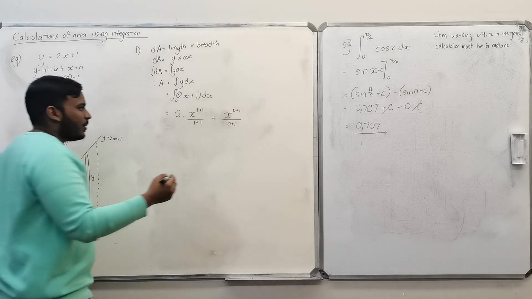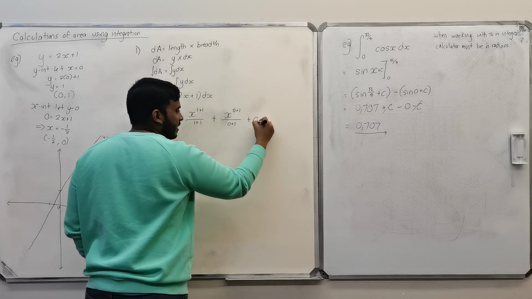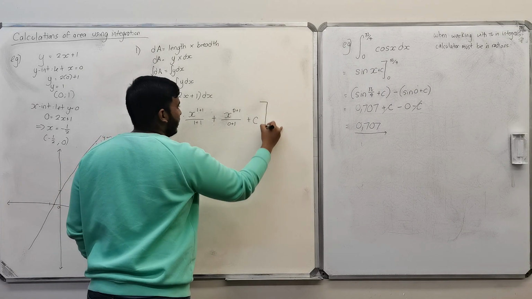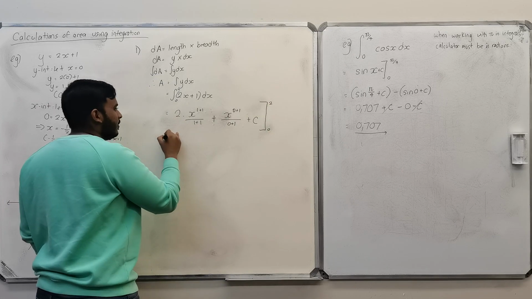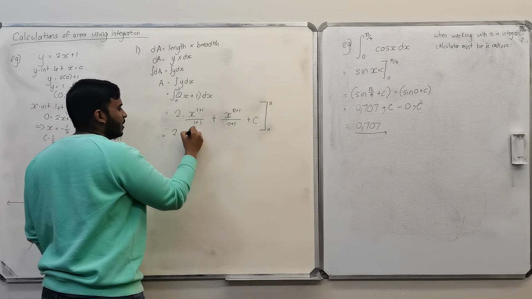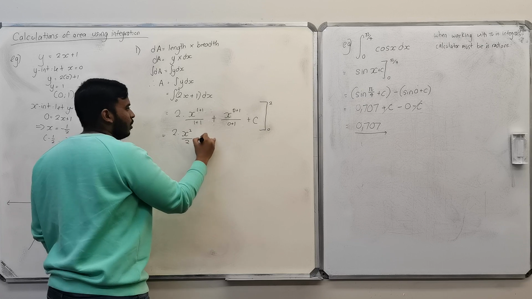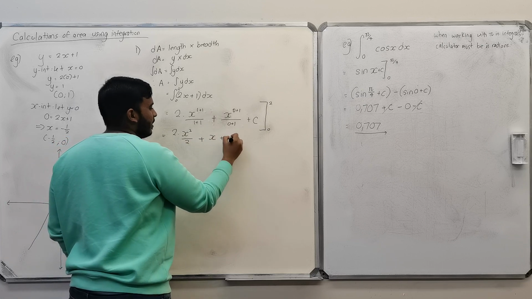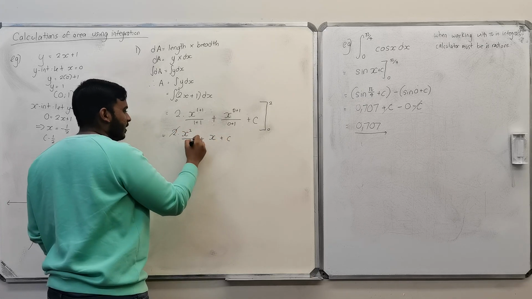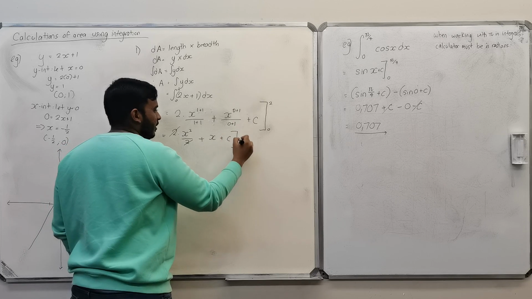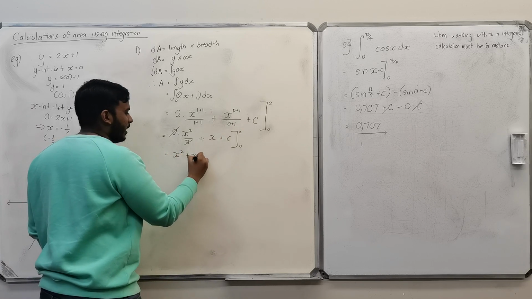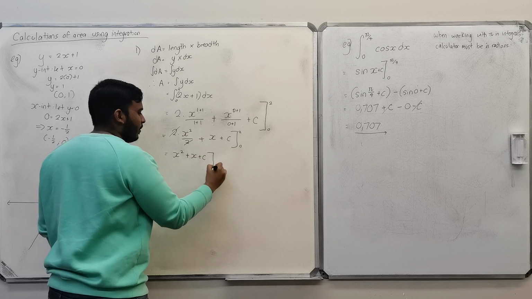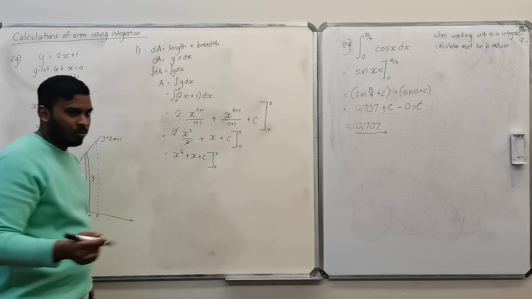So this will be plus c and your limits of 2 and 0. So this is 2 times x squared over 2 plus x plus c. Cancel, cancel. You're left with x squared plus x plus c with limits of 0 to 2.